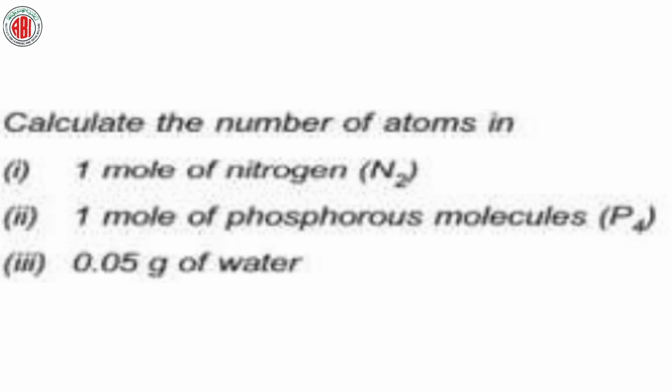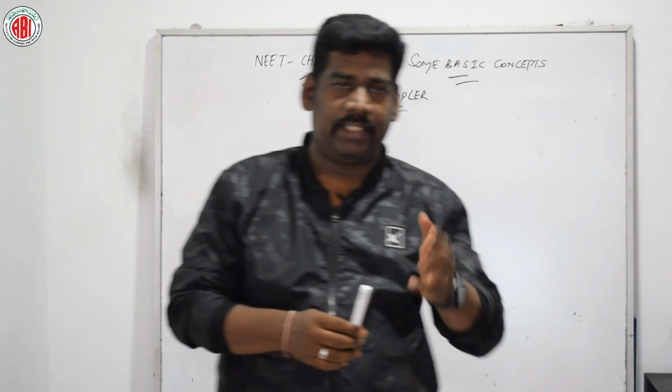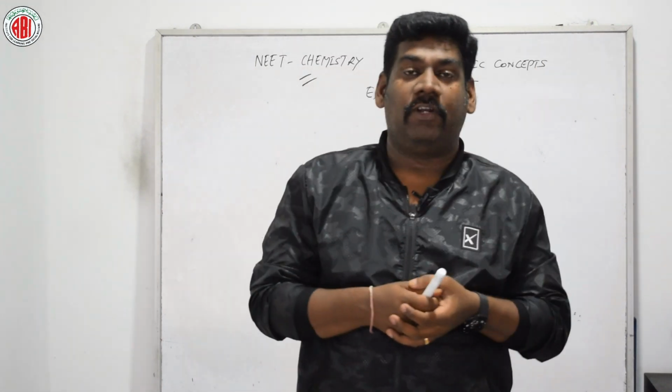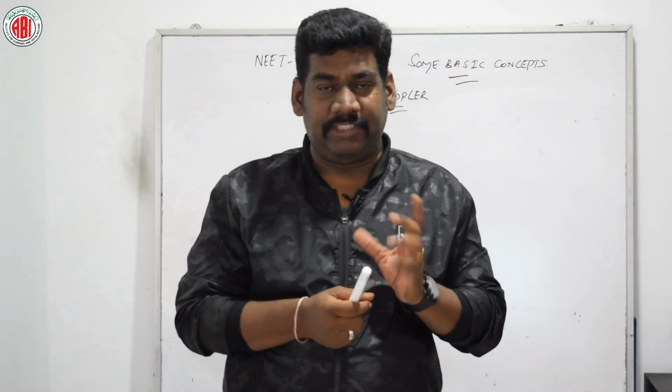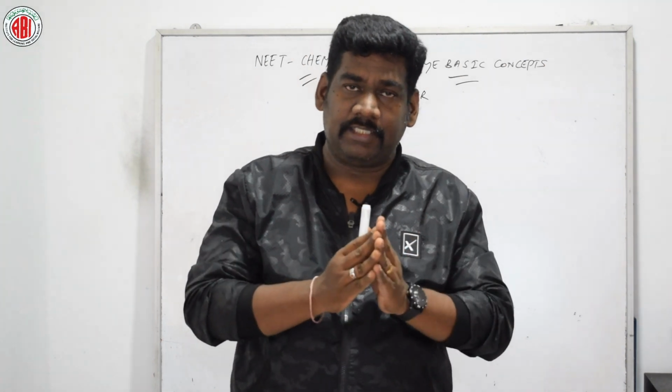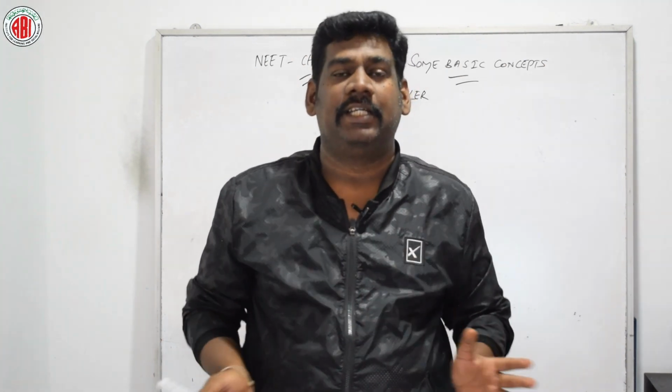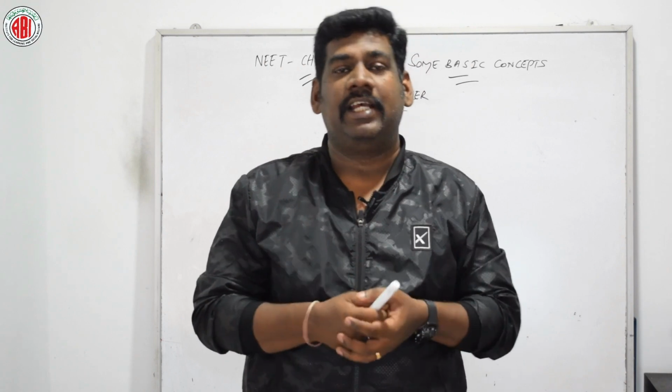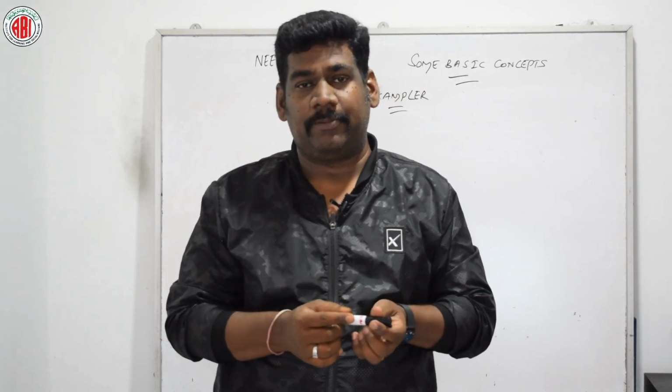Calculate the number of atoms which is in 1 mole of nitrogen, 1 mole of phosphorus molecule P4, and 0.05 gram of water. Okay, let us see one by one. First one, 1 mole of nitrogen. 1 mole of nitrogen which contains what? 1 mole of any element contains 6.022 into 10 to the power of 23 molecules.